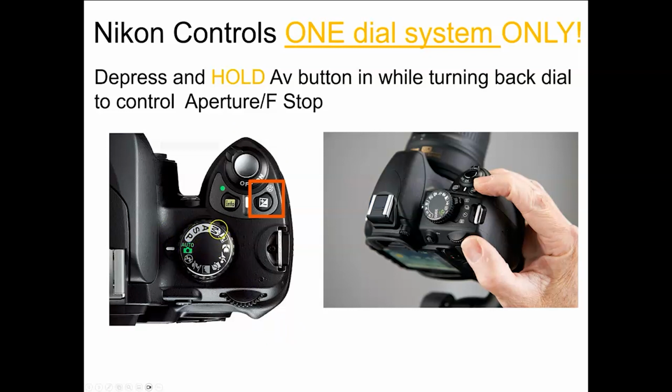We want that to be on manual, M for manual. You're going to hold this button down. As you simultaneously hold that button down and turn the back dial, you will notice that your f-stop or your aperture will also now change.